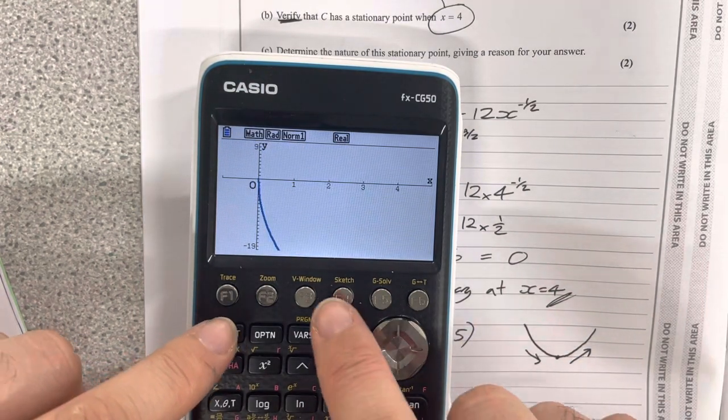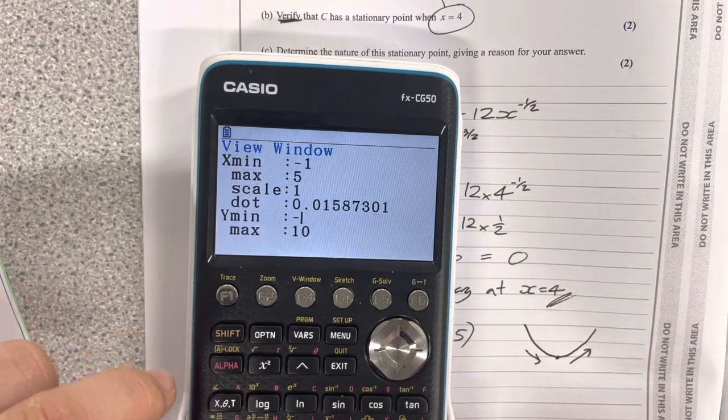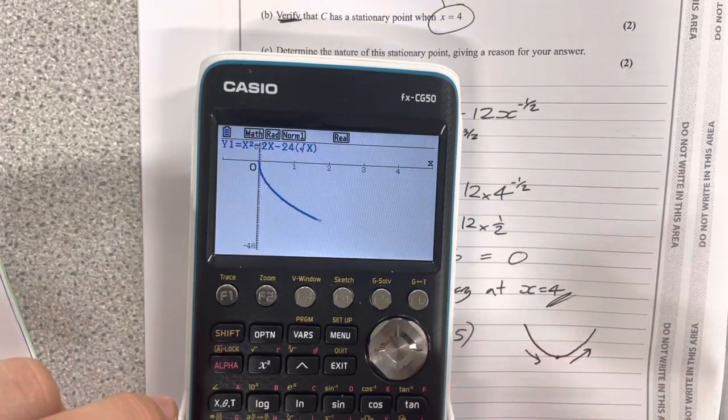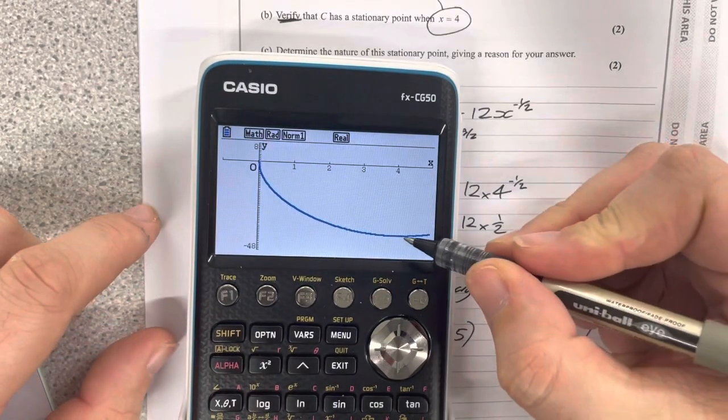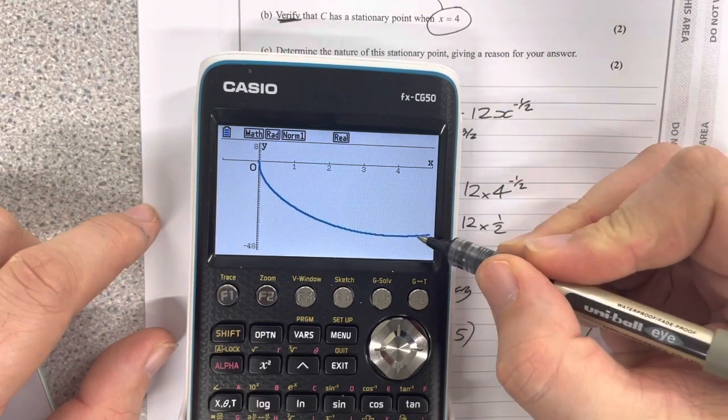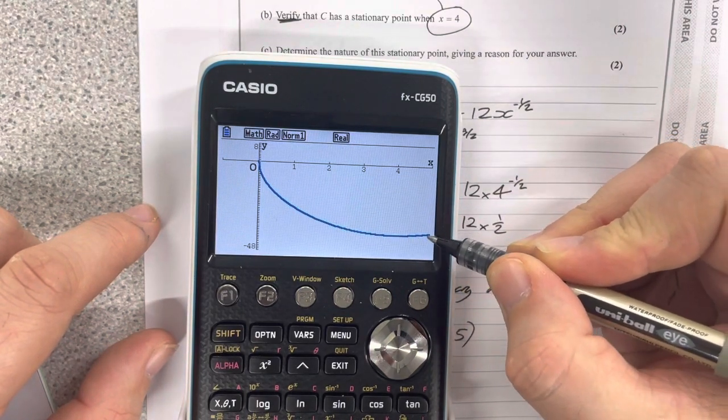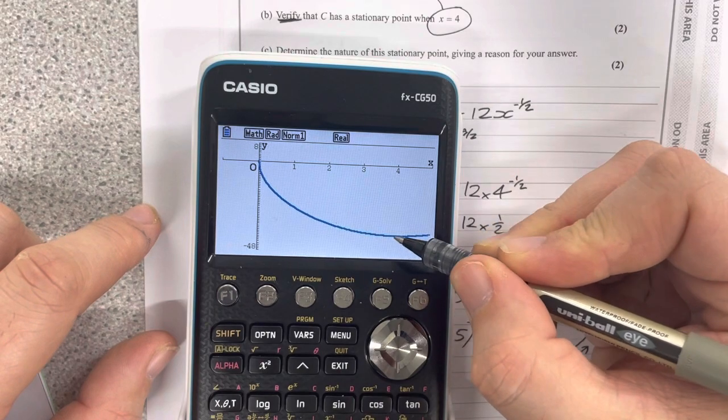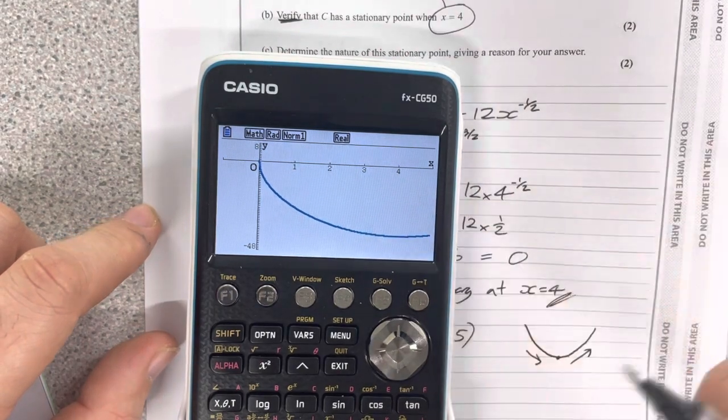Oh, that's quite far down. There we go. It's a minimum. So we can see that here it is starting to go back up again, and here the gradient is negative. So it's definitely a minimum when x is positive 4.